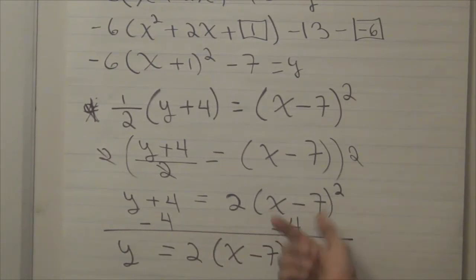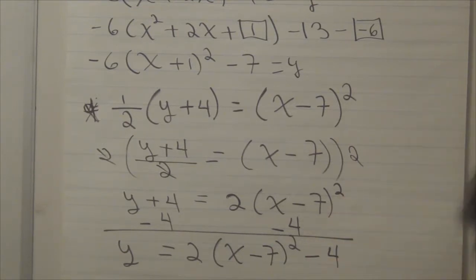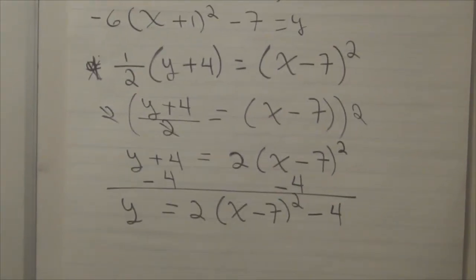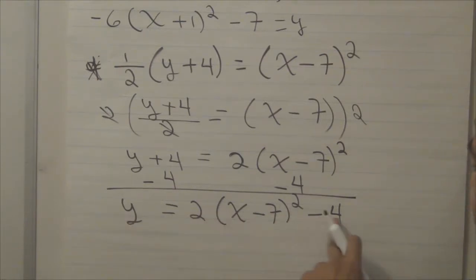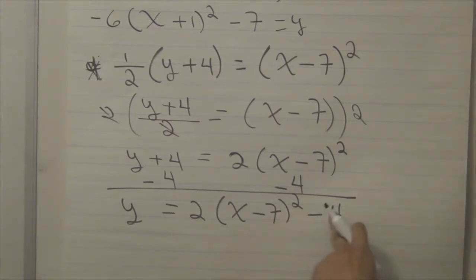You're not going to be able to take away 4 from the negative 7, because this thing has to go through a process of squaring. Got it? But regardless, watch this. This is already in vertex form. The axis of symmetry is positive 7. And the vertex is positive 7 comma negative 4.